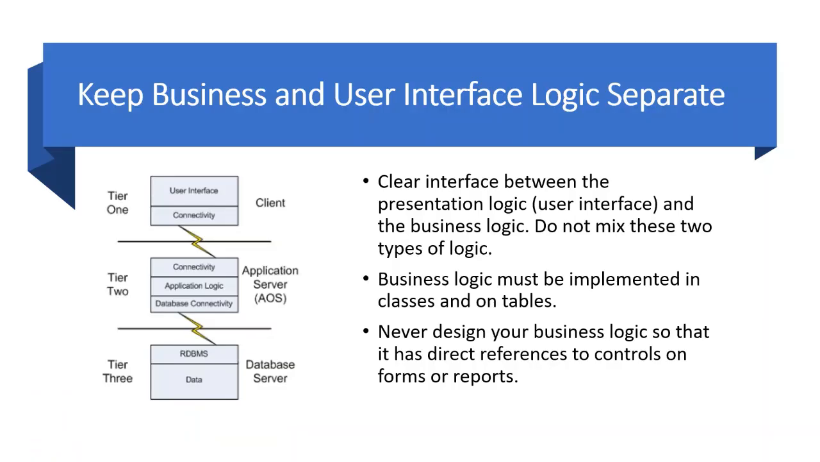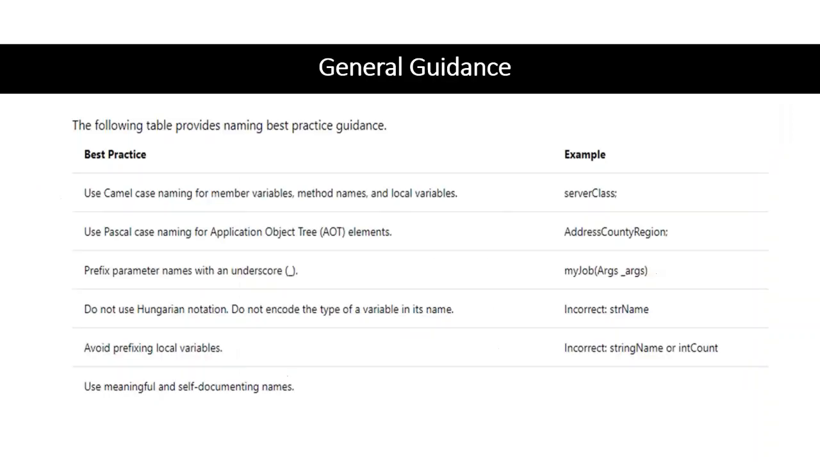As you know, AX or Dynamics AX or D365 is a 3-tier architecture, where tier 1 consists of the user interface, basically the client. The client interacts with the AOS, the application object server, which is tier 2. And then all of them are connected to the database server, which is generally the SQL database server. There should be a clear separation between the presentation logic and the business logic. Never mix both of the logics. Whatever your business logic, it should be implemented on tables or classes, and you should avoid direct reference to controls on forms or reports.